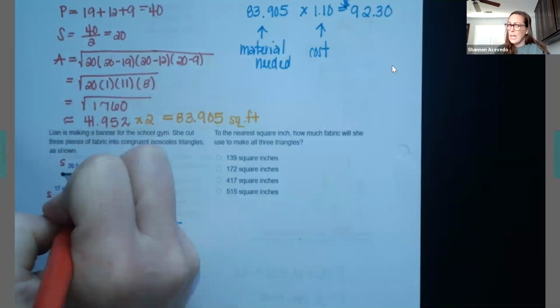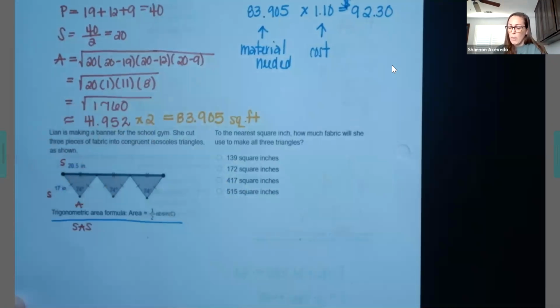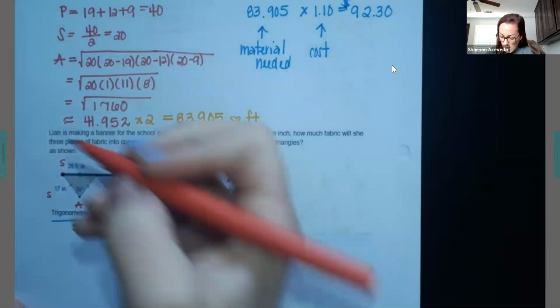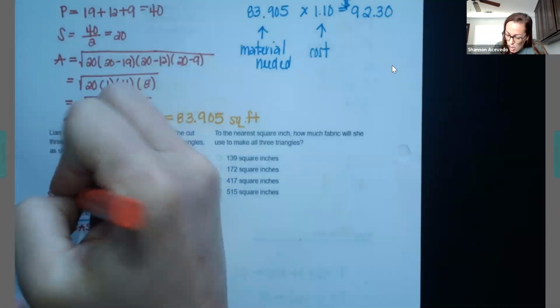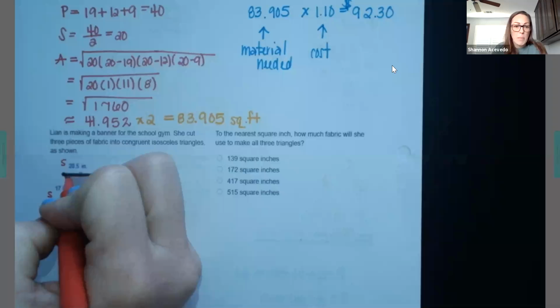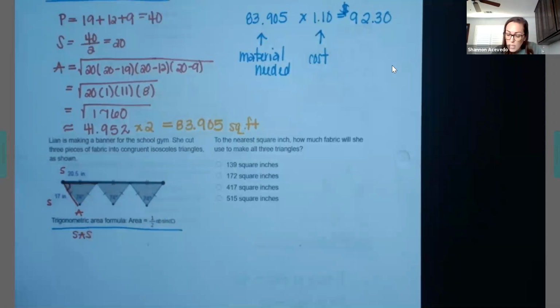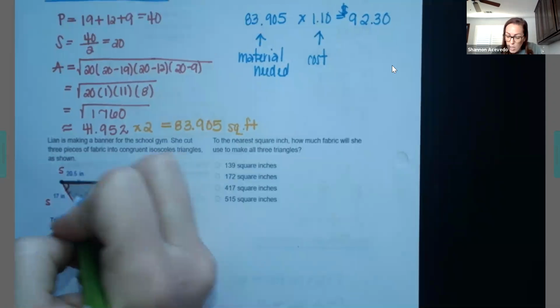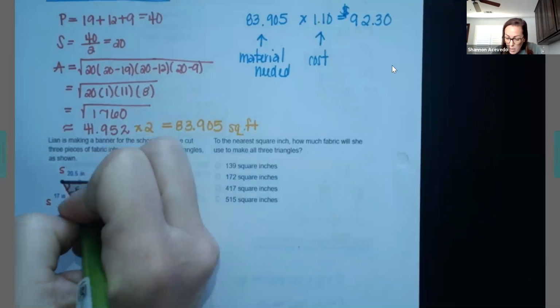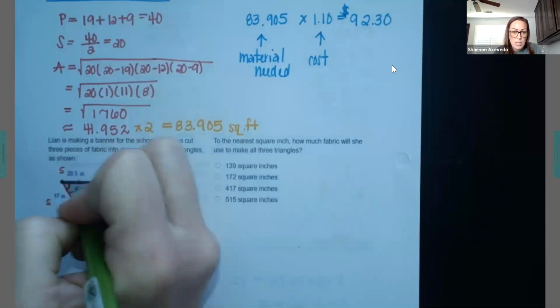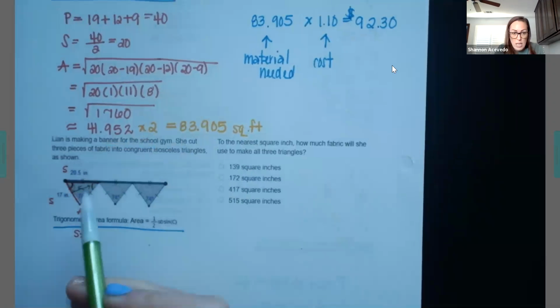angle. That is not an SAS. Remember, if I know these 2 sides, then I need to know the angle between them to be able to use this formula. So that's a problem. Well, how do I know what those other 2 angles are? Well, that's easy, because if these 2 sides are congruent, then the angles across from them have to be congruent. So these 2 angles measure the same. These 2 angles measure the same.